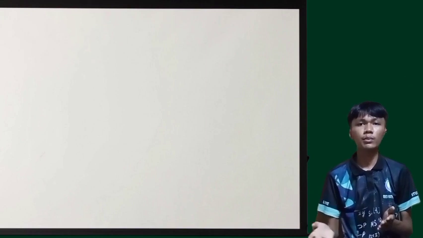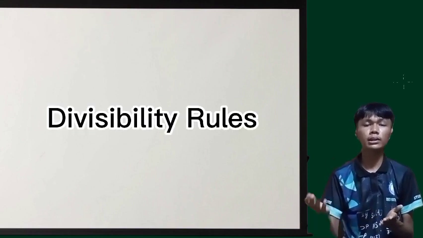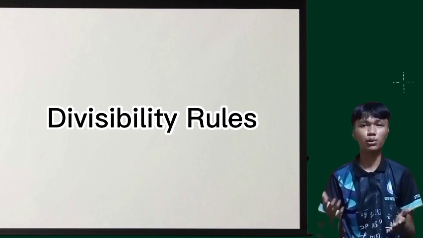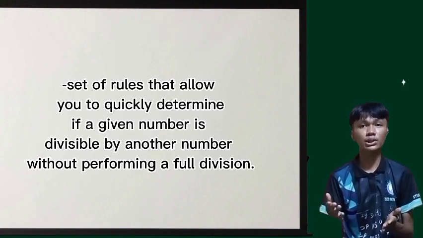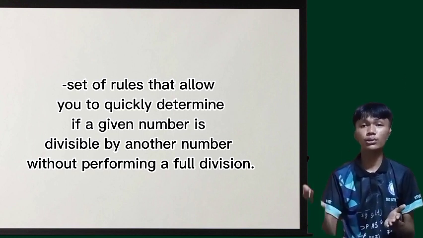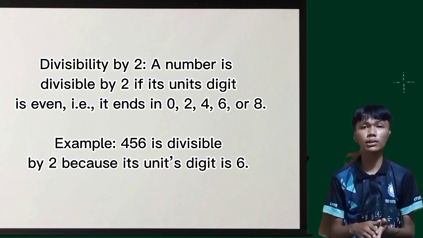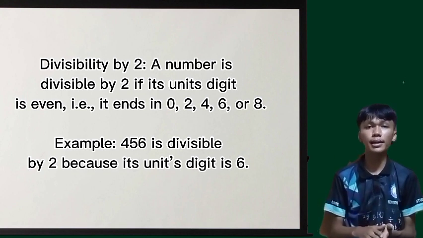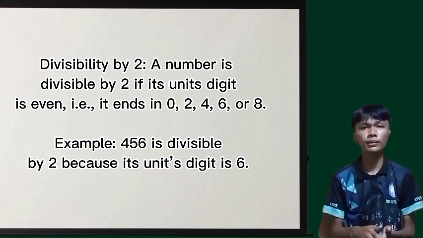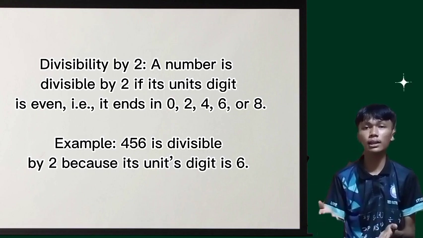In continuation of the topic of divisibility, let's have the divisibility rules. What are divisibility rules? They are a set of rules that allow you to quickly determine if a given number is divisible by another number without using long division. Let's start with divisibility by 2. A number is divisible by 2 if its unit digit is even, that is, the last digit is 0, 2, 4, 6, or 8. For example, 456 is divisible by 2 because its unit digit is 6, which is even. So next is divisibility by 3.